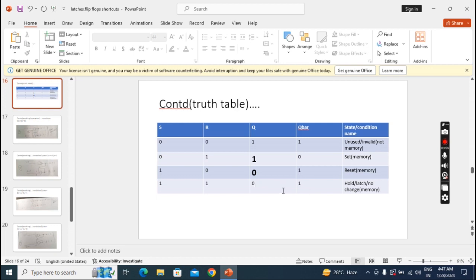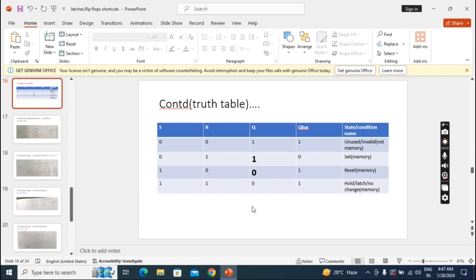Q0, Q bar 1. When I observe this 0 1, we got it previously also for condition 3. So for condition 3 and for condition 4, we are getting the same output. So condition 4 is maintaining the same output as condition 3. In a sequential circuit, if you are maintaining the previous output, then we call it hold. That's why this is called hold or latch or no change. There is no change, no? It is the same as previous.